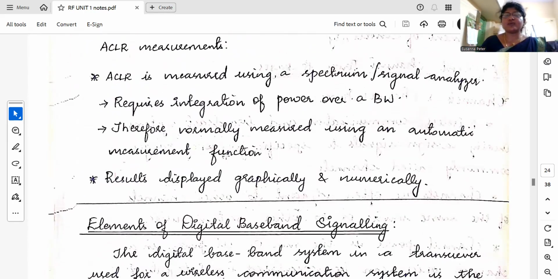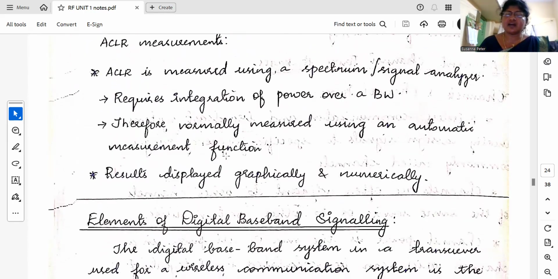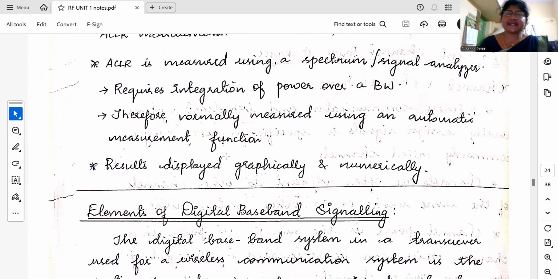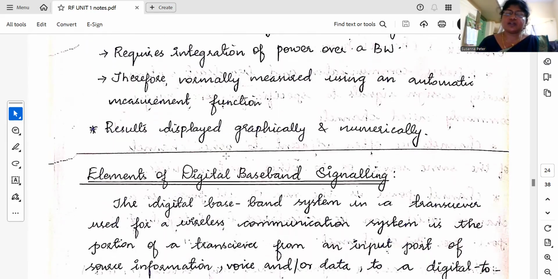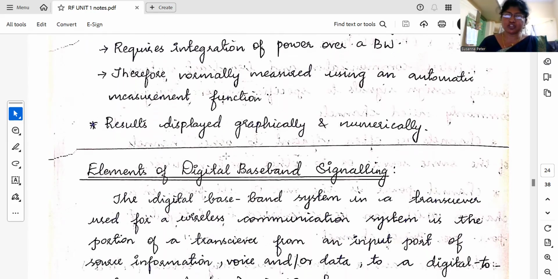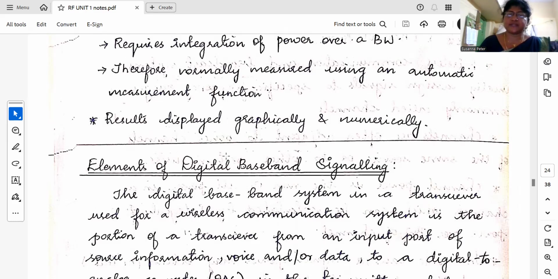With this video, we wind up the first half of unit 1, the basic parameters of RF system design. In the second half, we'll be studying the elements of digital baseband signaling. First, we'll see what a digital baseband signal is, and then we'll study the parameters related to it in our next video. Thank you, students.